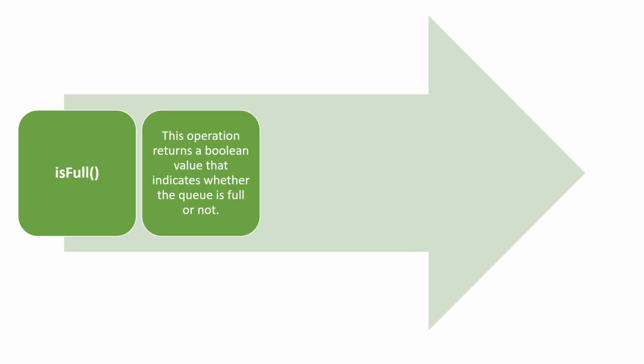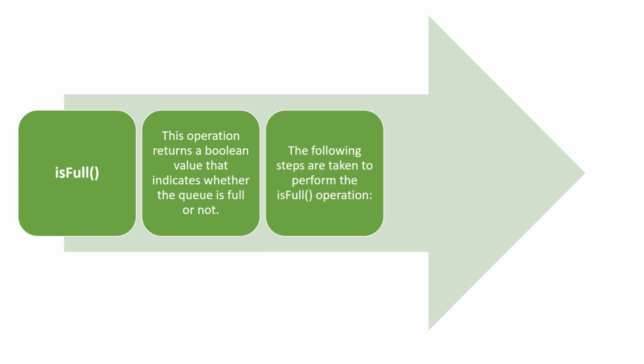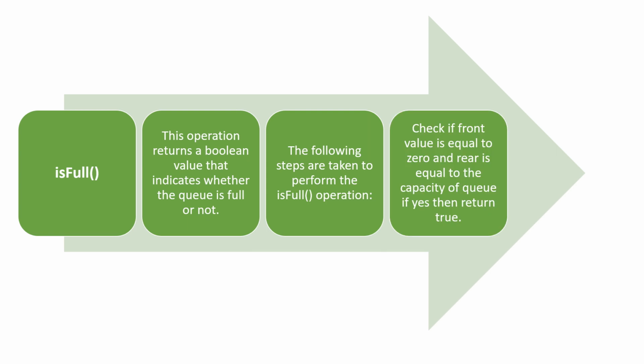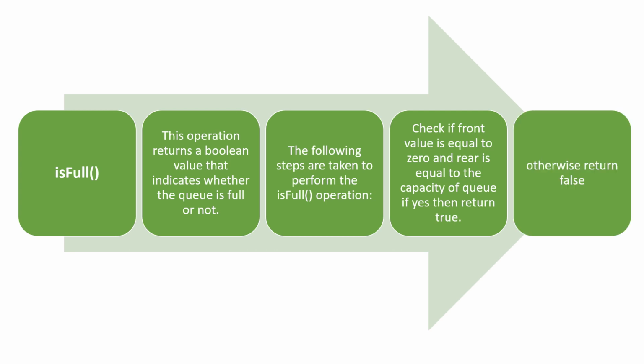Is full, this operation checks whether the queue is full or not. This returns a boolean value that indicates whether the queue is full or not. These are the steps taken. Check if the front value is equal to 0 and rear is equal to the capacity of the queue, and if yes, then return true. Otherwise, return false.